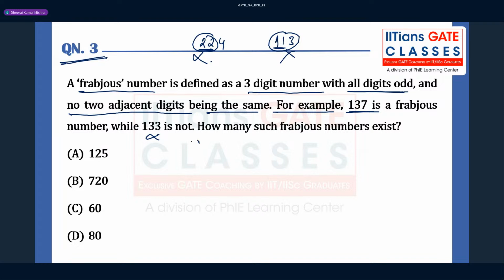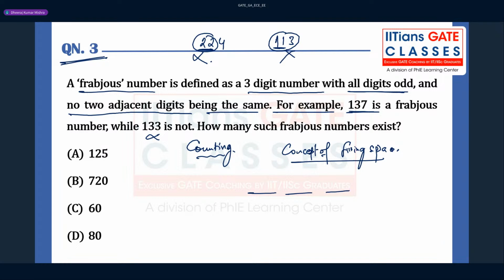So this question is from counting, you can say. If you have studied counting and if you know the concept of filling the space, and you have got three spaces, 1 2 3, and out of the digits 0 to 9 we have to consider only odd digits like 1, 3, 5, 7 and 9. So we have got five digits here, and these digits have to be filled here so that you can have this frabjous number. I believe this is fine.